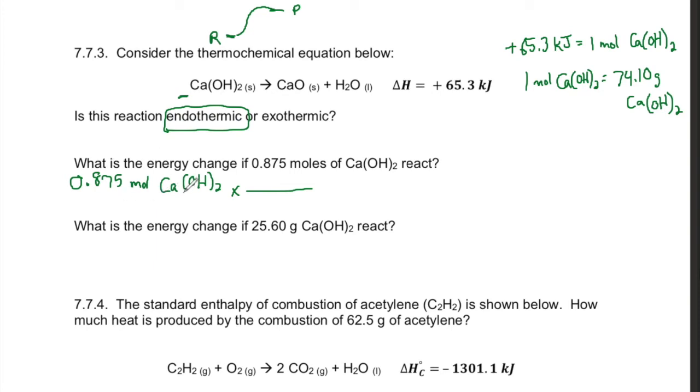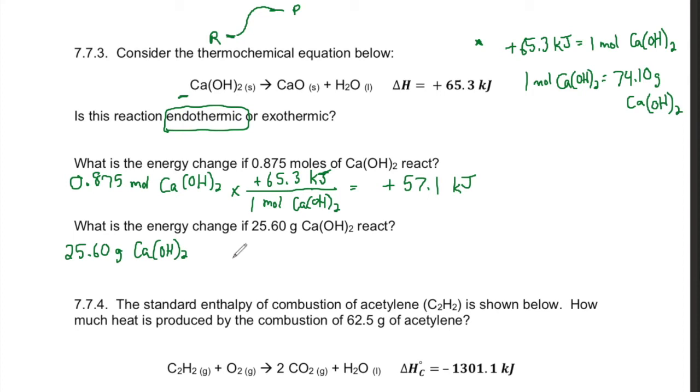Okay, starting with the moles of calcium hydroxide, if we have 0.875 moles of calcium hydroxide, we can relate that to the energy using this first relationship. We'll put the 1 mole of calcium hydroxide on the bottom so that it can cancel, 65.3 kilojoules of thermal energy on top. And so that is associated with the change of 57.1 kilojoules.